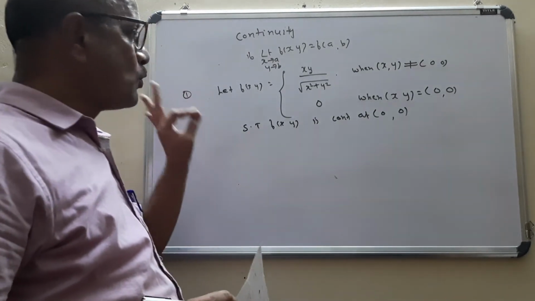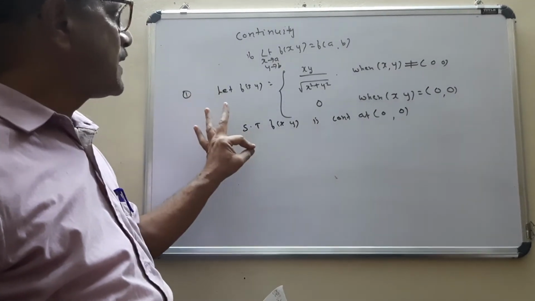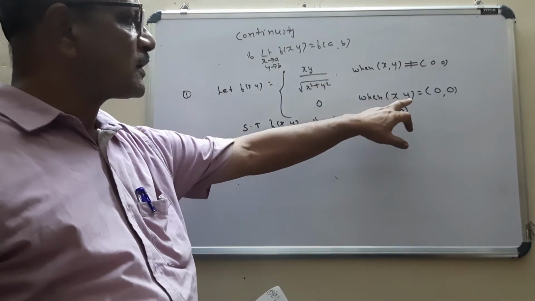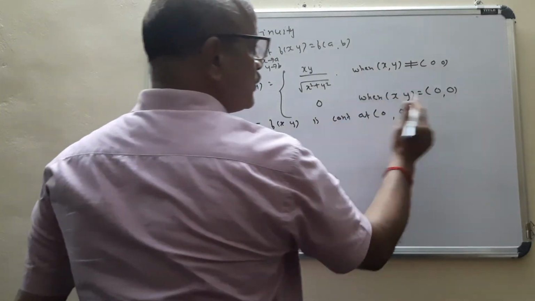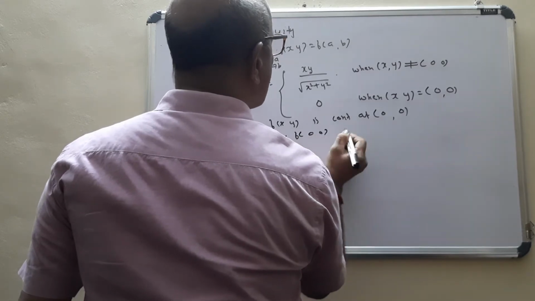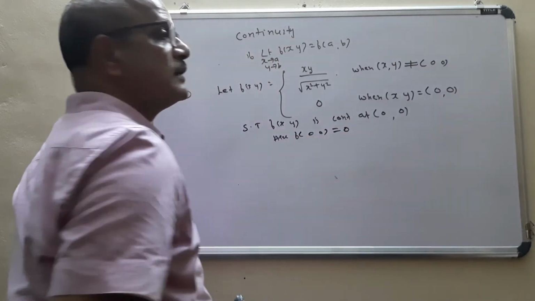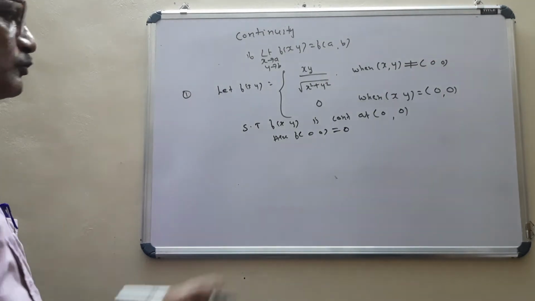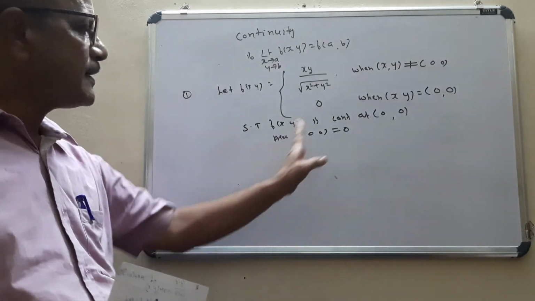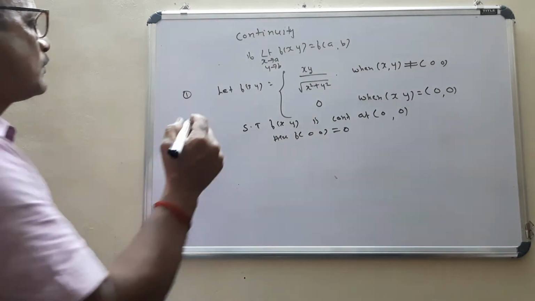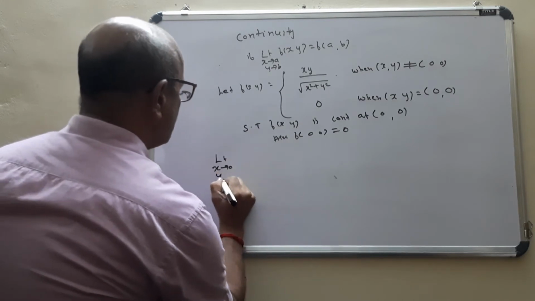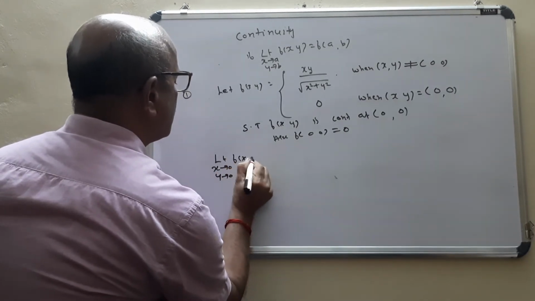Now, first of all, you have to find the limit of the function as x goes to 0, y goes to 0, and then try to compare this with f of 0, 0. Here, what is the value of the function at (0, 0)? It is equal to 0. It is given very clearly in the given function. You have to know this because the continuity depends upon the limit as well as the value of the function.